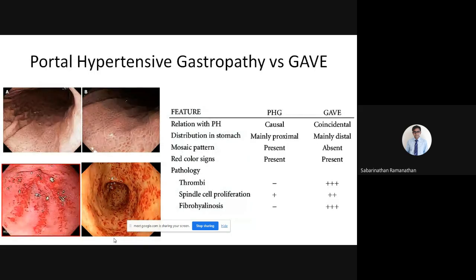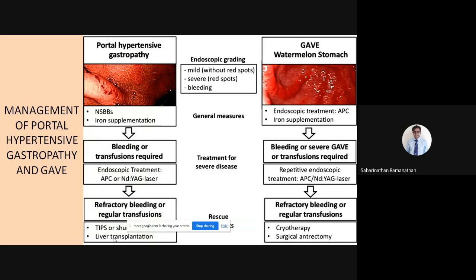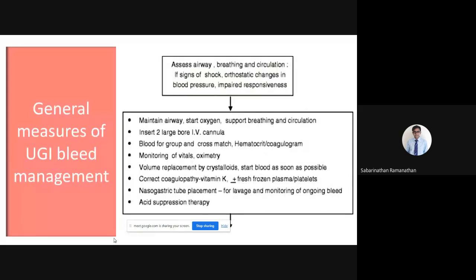And for conditions like portal hypertensive gastropathy or GAVE, we go for argon plasma coagulation. We have argon plasma coagulation where you can apply the argon gas at bleeding sites and over the GAVE, and every 2 to 4 weeks you can repeat the procedure until complete obliteration of the findings.